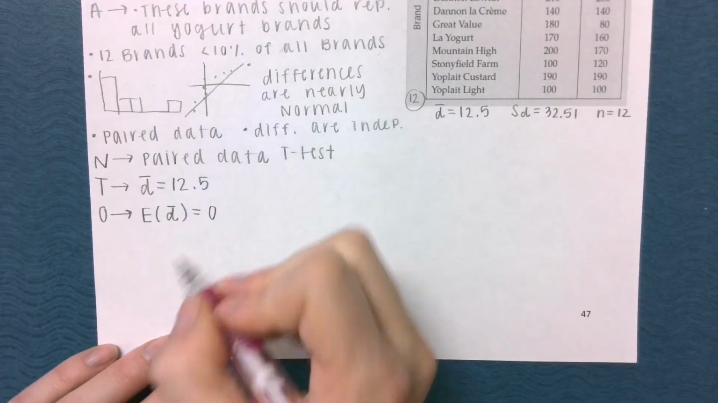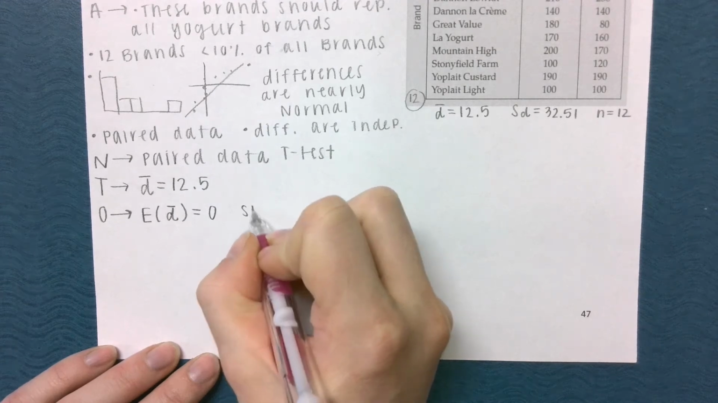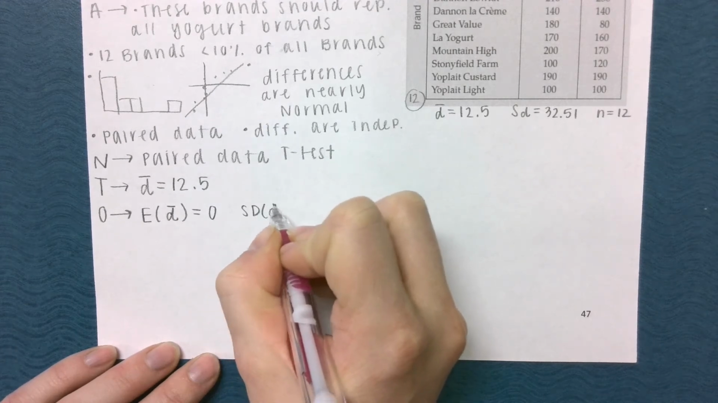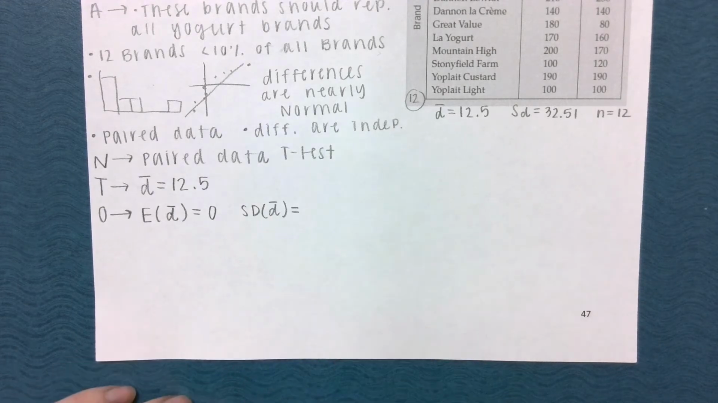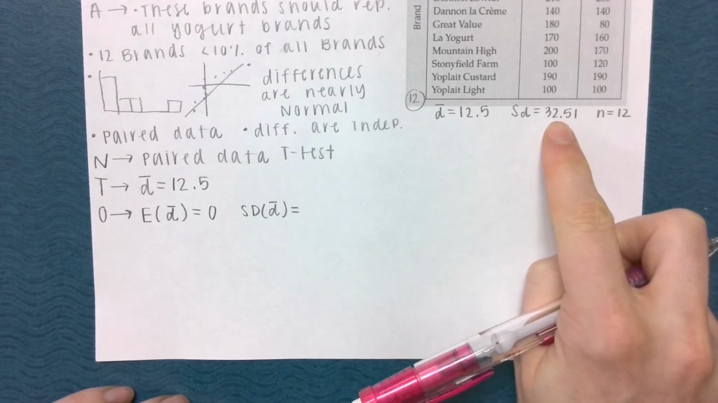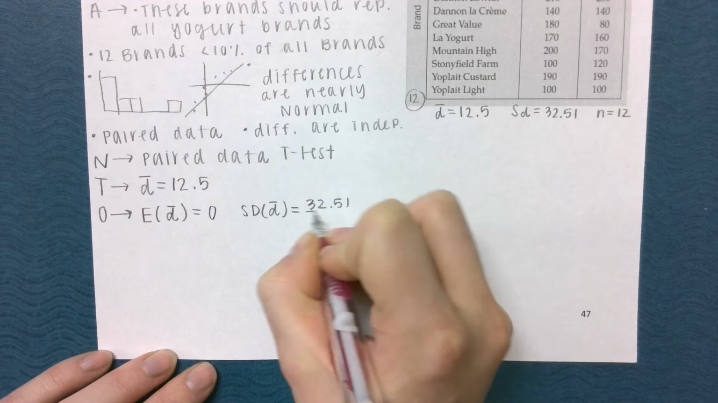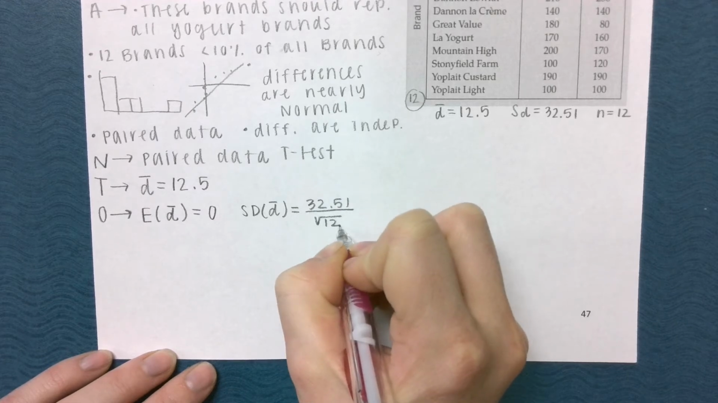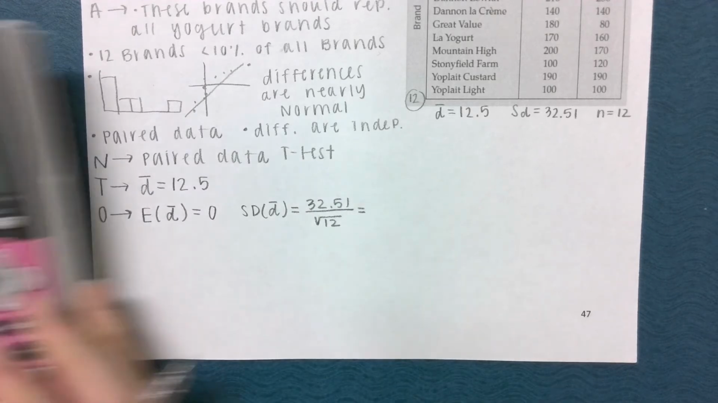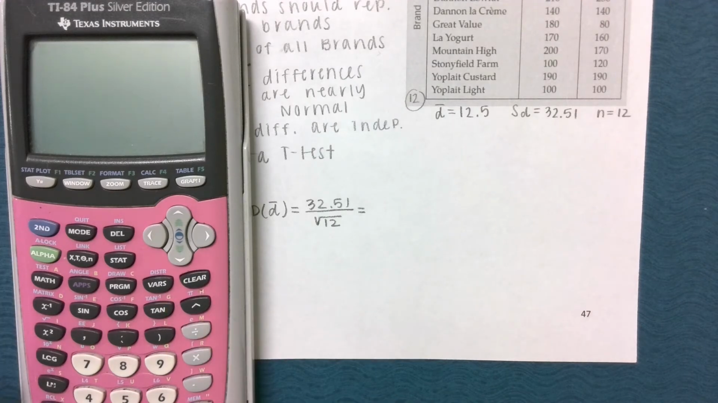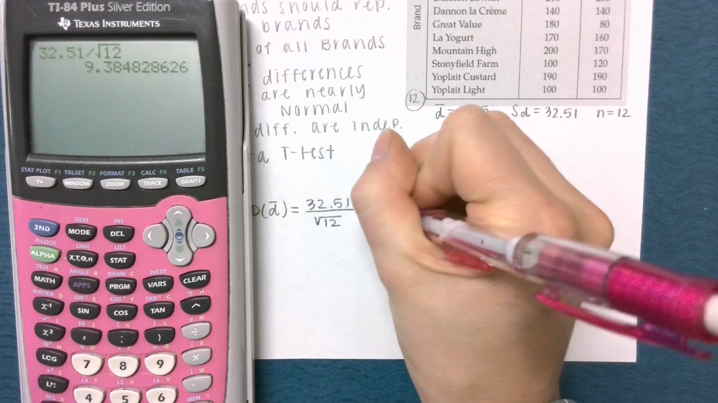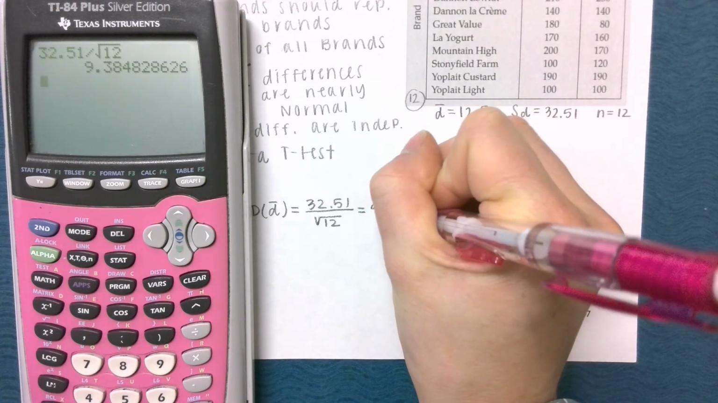The next thing that I need is a standard deviation. This is the formula we talked about above. I'm going to take that standard deviation that my calculator gave me and divide by the square root of n. So, 9.38.